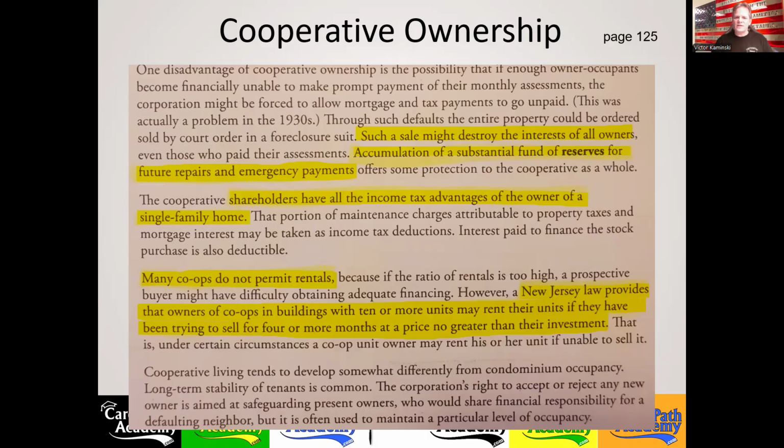Shareholders have all the same income tax advantages of the owner of a single family home. The portion of the maintenance charges attributable to property taxes and mortgage interest may be taken as income tax deductions. Interest paid to finance the stock purchase is also deductible. Oh yeah, that's another issue. Can you get a mortgage loan to buy a co-op?